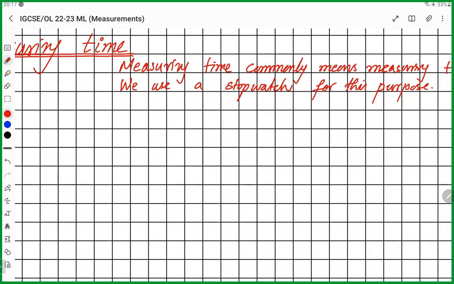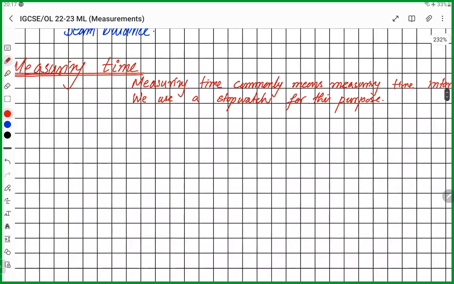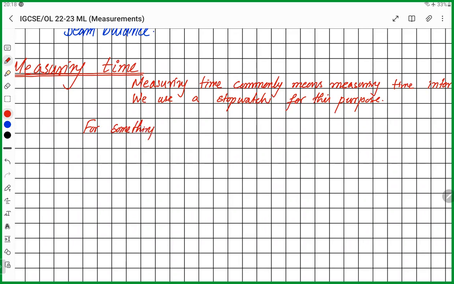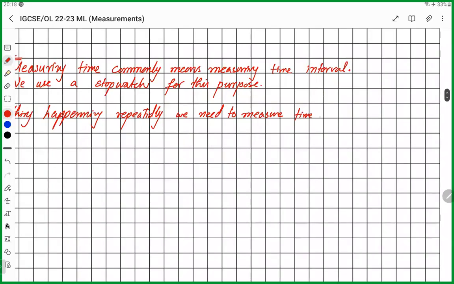For something happening repeatedly, we need to measure the time period. So something is happening again and again, and we need to measure its time period. How long does it take to happen once?